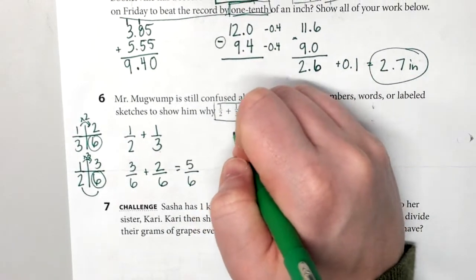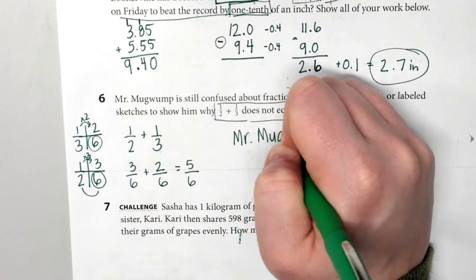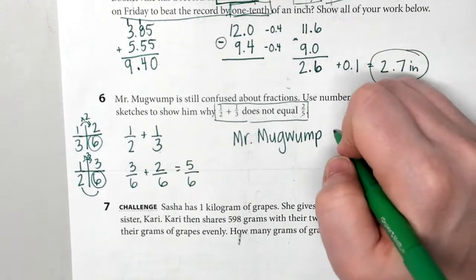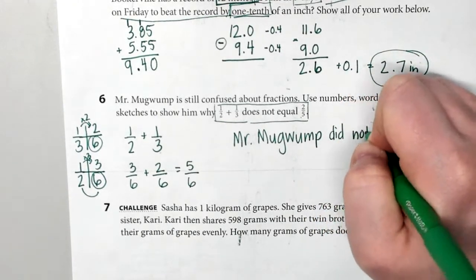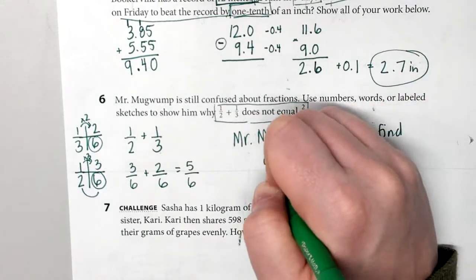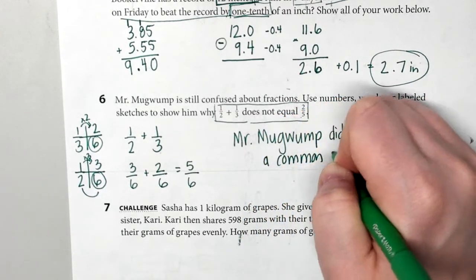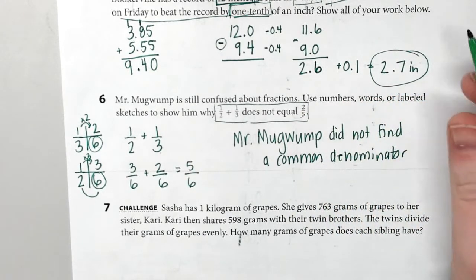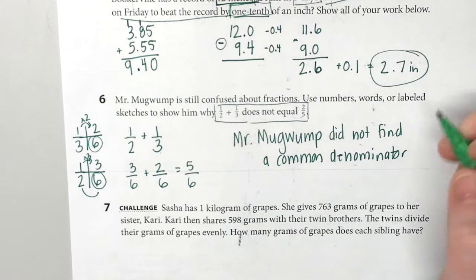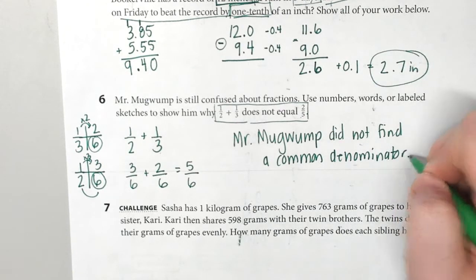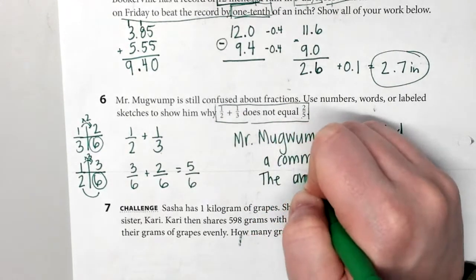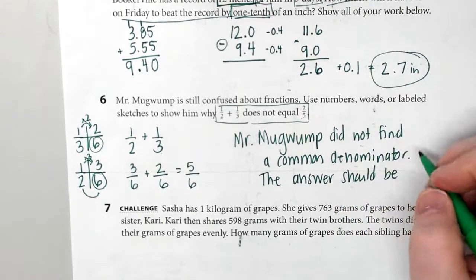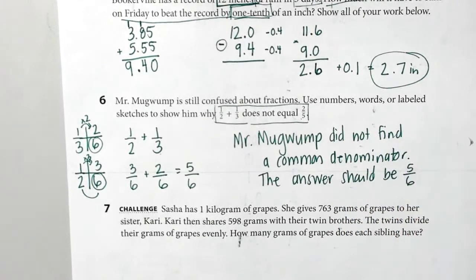So we can write Mr. Mugwump, love that name. I like writing it and I like saying it. Mr. Mugwump did not find a common denominator. The answer should be 5/6.